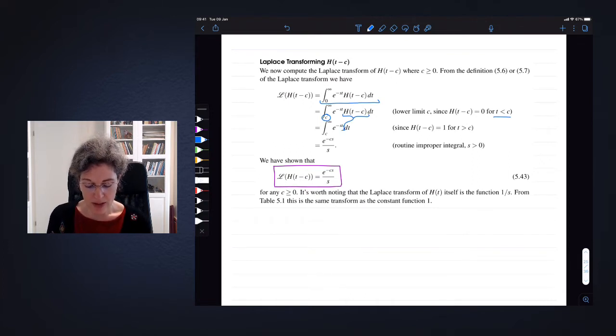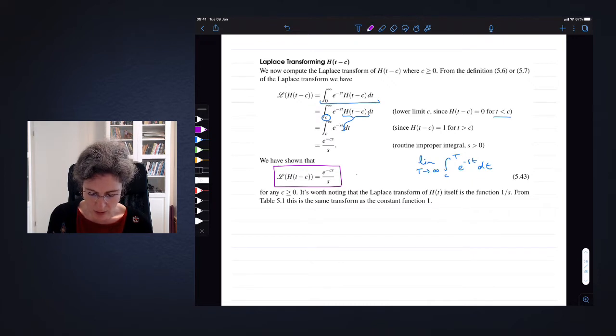So now we're just straight integrating e to the minus st from c to infinity, and that we can do using our usual improper integral routine. So you should do the limit as big T goes to infinity of the integral from c to T of e to the minus st dt. Not difficult at all. And the net result is this pretty straightforward thing over here. So the Laplace transform of the Heaviside function shifted to t equals c is e to the minus cs over s. Okay, so that's pretty straightforward.